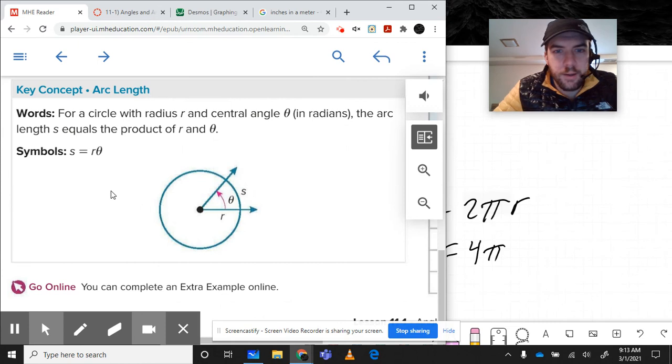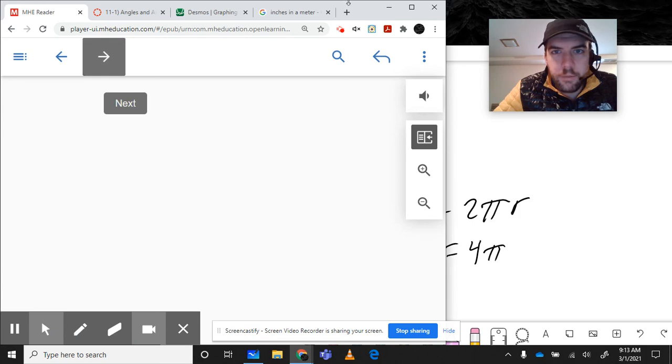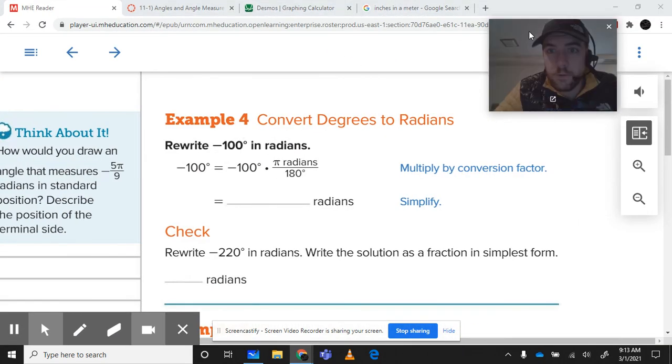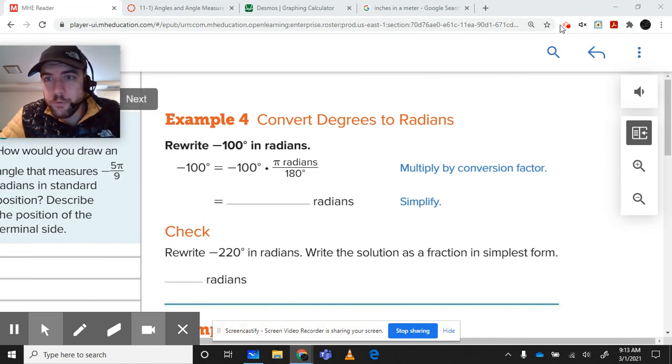So that is the concept of an arc length. To get this length, which they're calling S here, you just multiply your central angle by your radius. And I believe that is all that we need to go over before we can start looking at some examples. So we will move on to example number 4 in the next video.